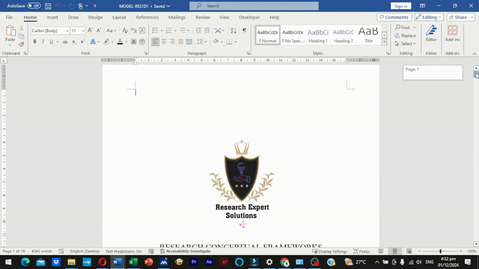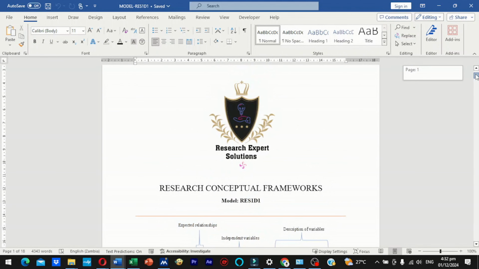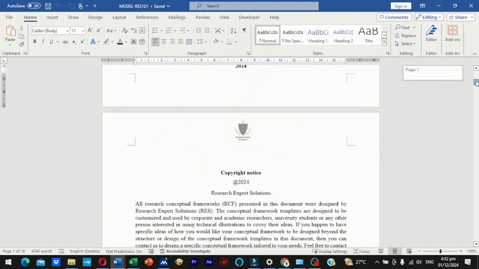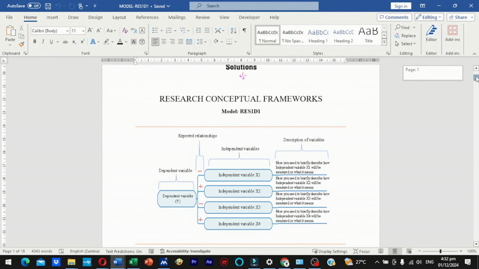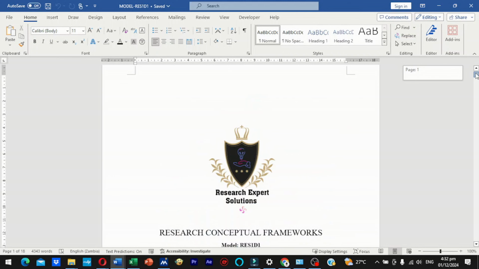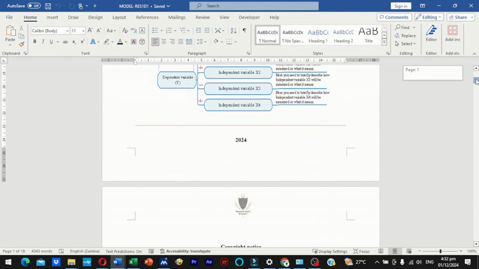Today we'll be talking about research conceptual frameworks. We have different research conceptual frameworks that we have developed at Research Expert Solutions. However, the main focus of today is to show you the importance of research conceptual frameworks and how we can use them to explore investigations of different phenomena.